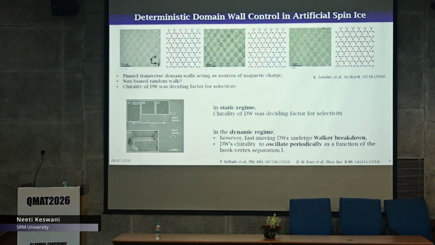And they also observed that in the dynamic regime, the fast moving domain wall undergoes Walker breakdowns, and that they oscillate periodically with the variation of the length. If you see, this is a kind of Y vertex, which I'll be calling, and they're inserting a domain wall and observing which arm flips, left or right, and that is decided by the chirality of the domain wall.